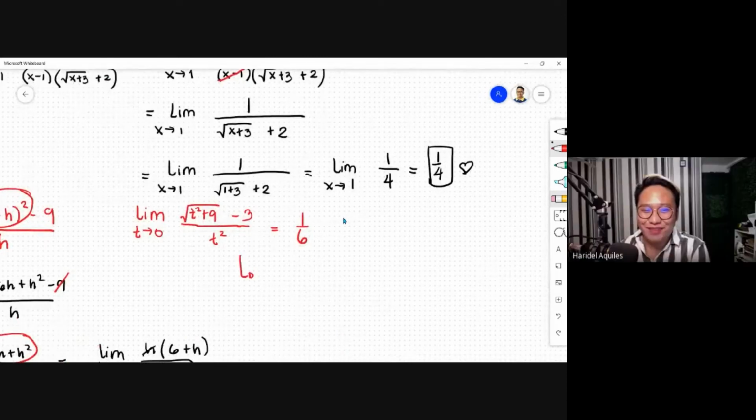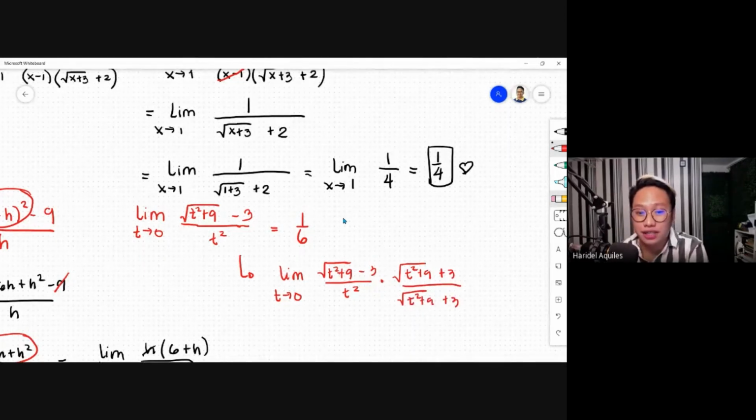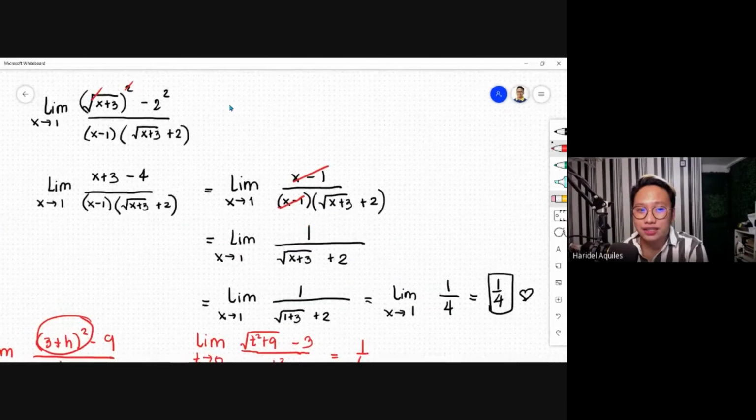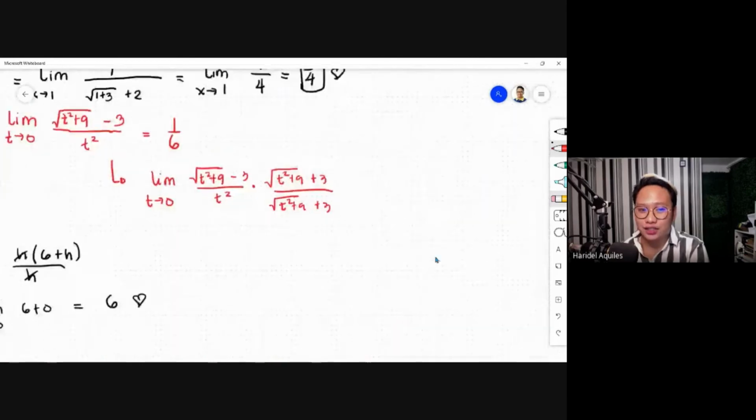Yes, you multiply it with its conjugate. I mean, you multiply the numerator and denominator by the conjugate of the numerator. We have the square root of t squared plus 9 minus 3 over t squared, times the square root of t squared plus 9 plus 3 over the square root of t squared plus 9 plus 3. If we continue the same process as we did in this example, you would get the answer 1 over 6.